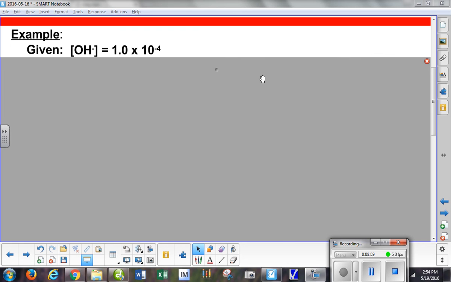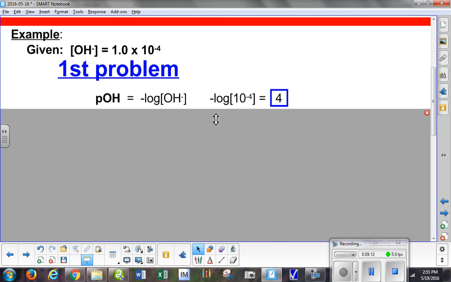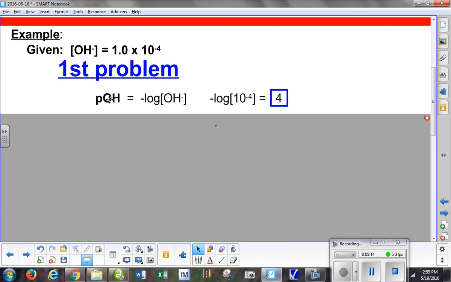So here's our first example. You're going to find these things go fast because you don't even need a calculator for this. The math is really, really simple. So here we go. The first problem each time is to, if we're given the pOH as we are in this one, we're going to take the minus log of the hydroxide ion.